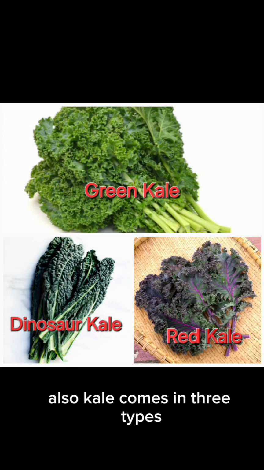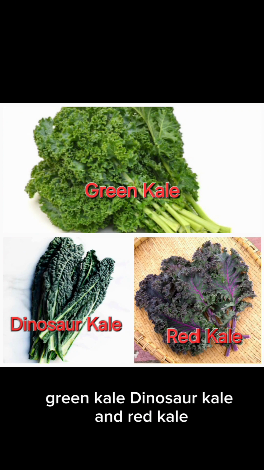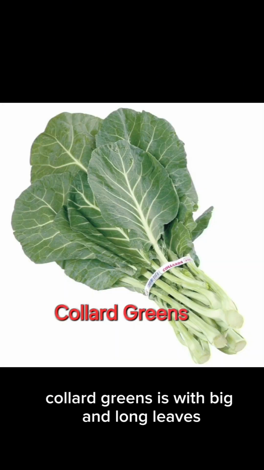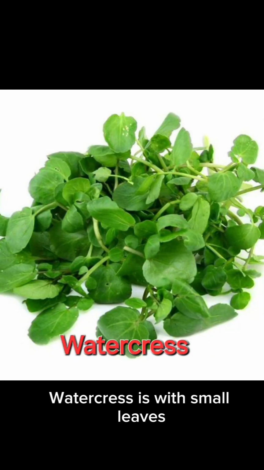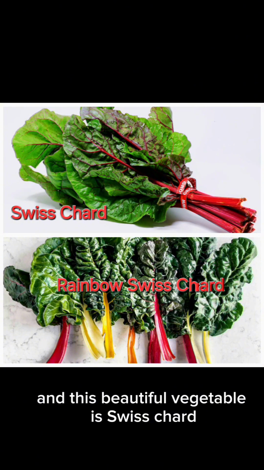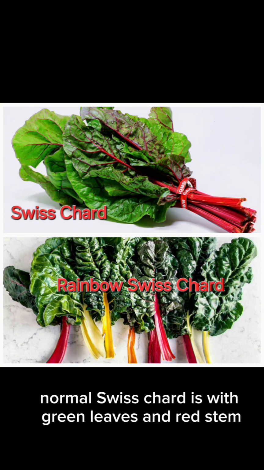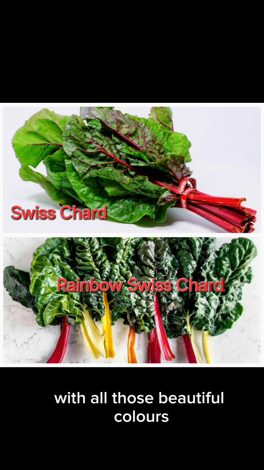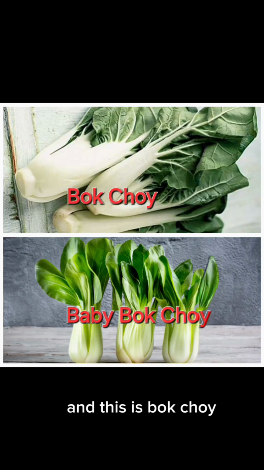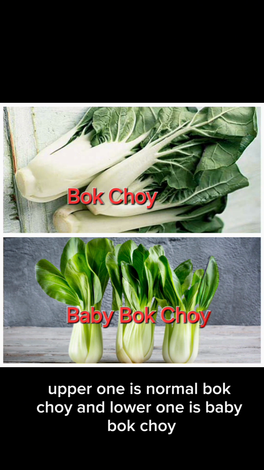Kale comes in 3 types: green kale, dinosaur kale, and red kale. Collard greens has big and long leaves. Mustard greens also has big leaves, and I think you are familiar with this. Watercress has small leaves, and this beautiful vegetable is Swiss chard. Normal Swiss chard has green leaves and a red stem, and the other one is rainbow Swiss chard with all those beautiful colors. And this is bok choy. The upper one is normal bok choy and the lower one is baby bok choy.